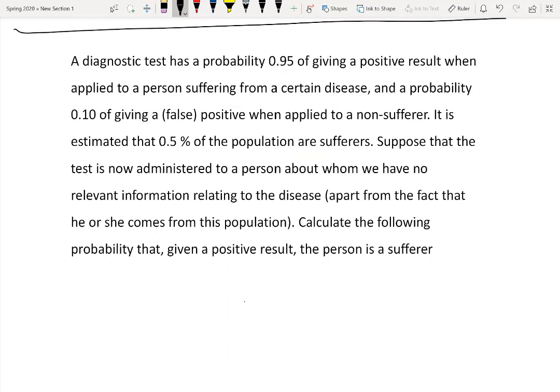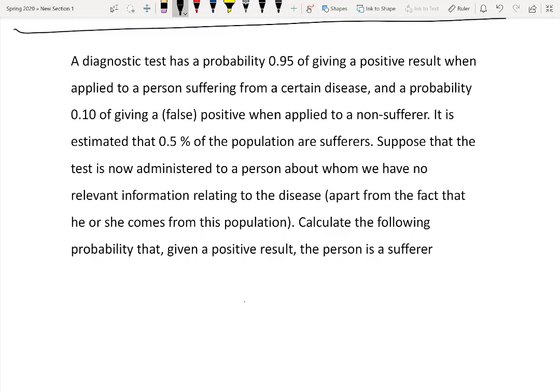Now this is the example that we are going to solve by using Bayes' law. This problem states that a diagnostic test has a probability 0.95 of giving a positive result when applied to a person suffering from a certain disease, and a probability of 0.1 of giving a false positive when applied to a non-sufferer. It is estimated that 0.5% of the population are sufferers. Suppose that the test is now administered to a person about whom we have no relevant information relating to the disease, apart from the fact that he or she comes from this population. Calculate the probability that, given a positive result, the person is a sufferer.